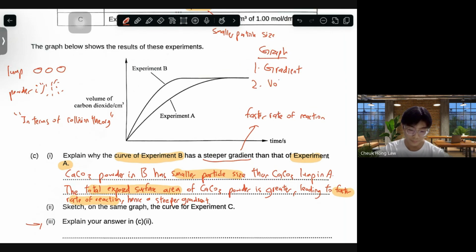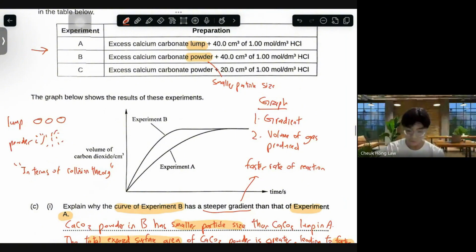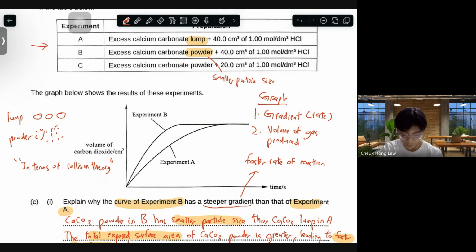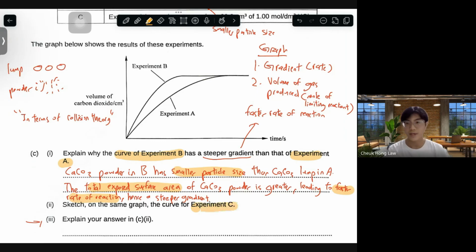Okay, then what's the second thing? It'll be the volume of your gas produced, or product produced. So for gradient, we use the rate of reaction. So for volume, we use mole. Mole of your limiting reactant.